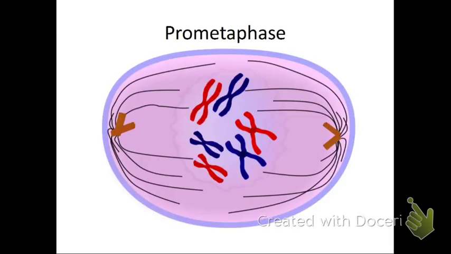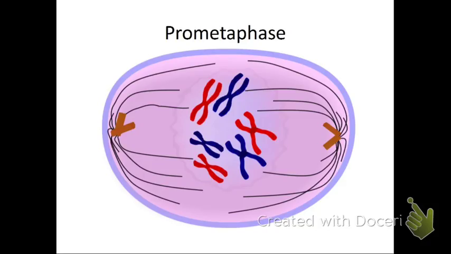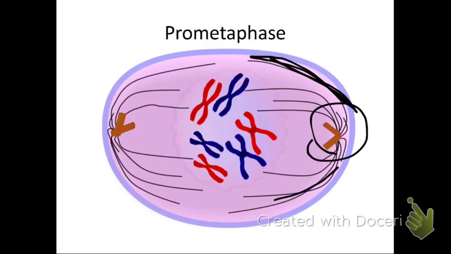So in prometaphase, the centrosomes release these protein string kind of things called microtubules, and these things are going to connect to the centromeres on the sister chromatids.